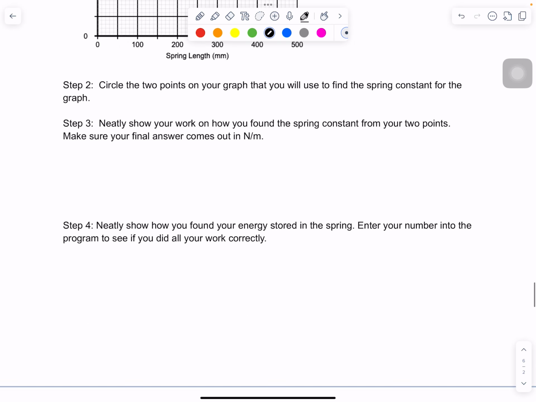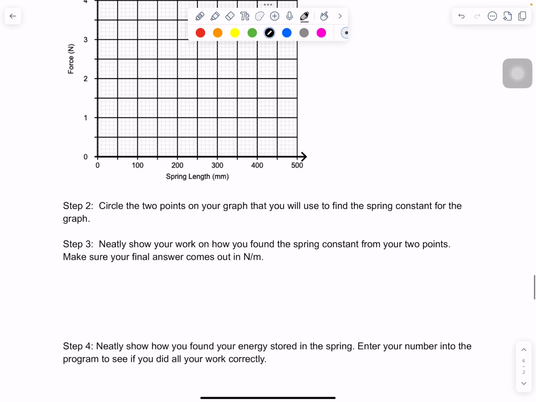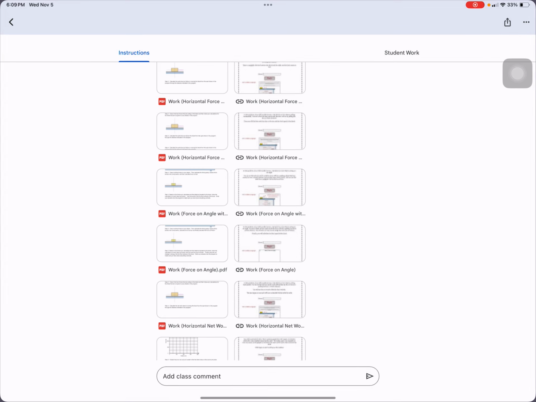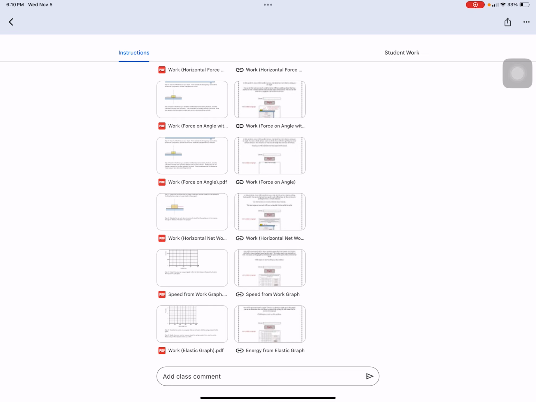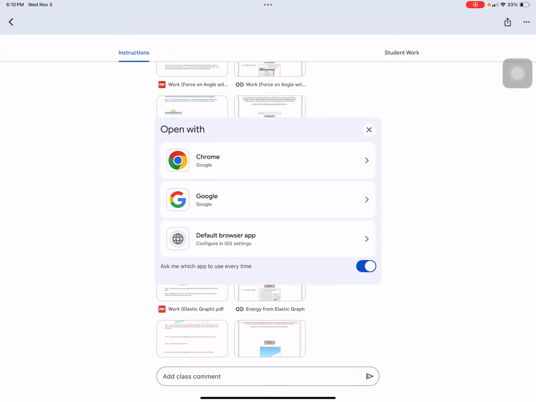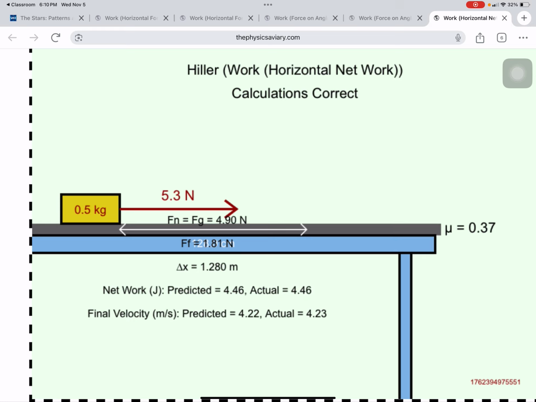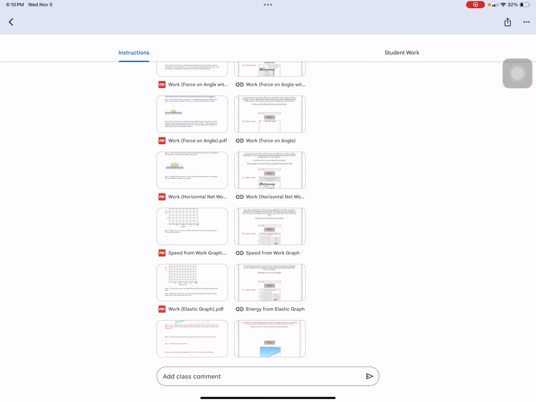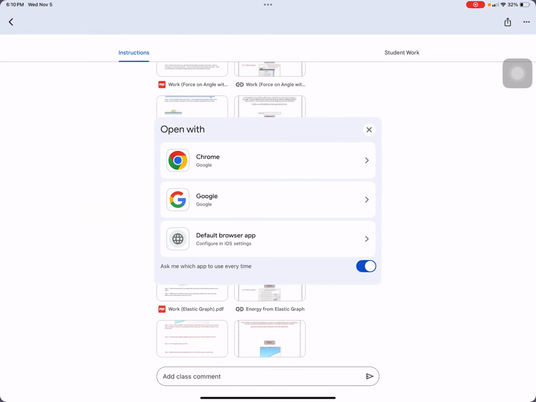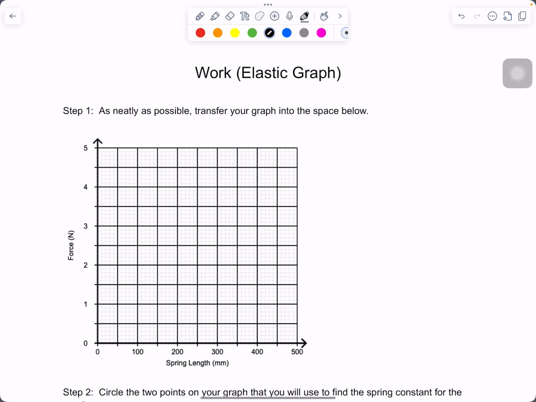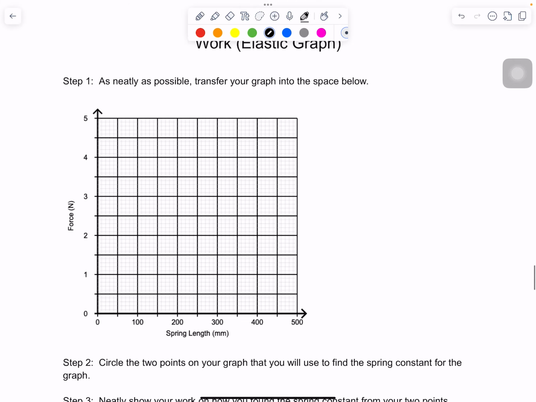Okay, question number 6. Now, question number 6 and number 7, we actually worked out in class, okay? You might remember, question number 6 looked like this. It was called speed from a work graph, so I'm not going to do this one again. Speed from a work graph is one we worked together in class. This is question 6. Let's move on to question number 7, work from an elastic graph.